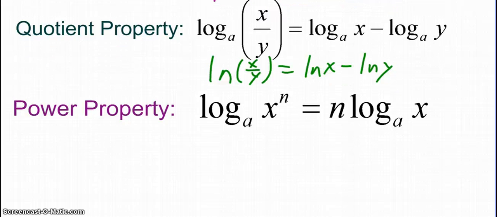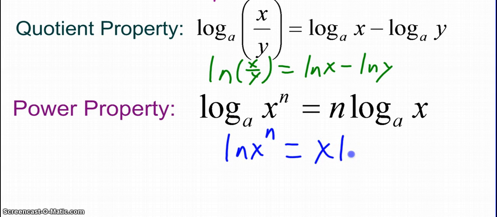Sorry, I was jumping the gun there a little bit. And you can also use natural log for this. Natural log of x to the n is n times the natural log of x. And you can prove this property to yourself as well.